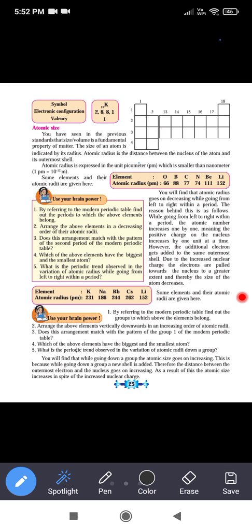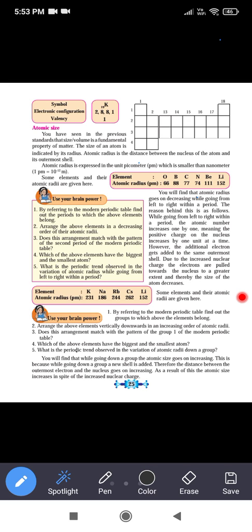Okay, what happens when we move from left to right in the period? The atomic size decreases. So what is the reason behind that? We know that as we move from left to right, one extra electron is added in the same shell, and because of this the positive charge also increases at the nucleus and one electron is also added in the same shell.